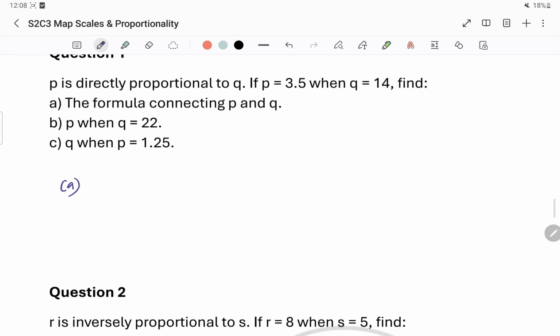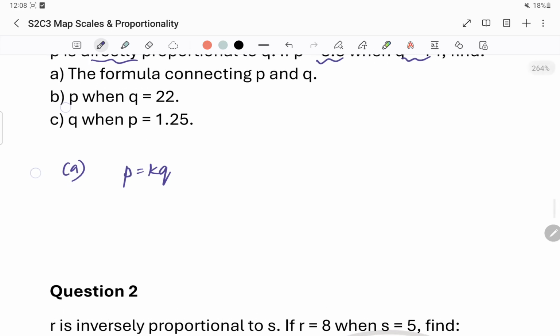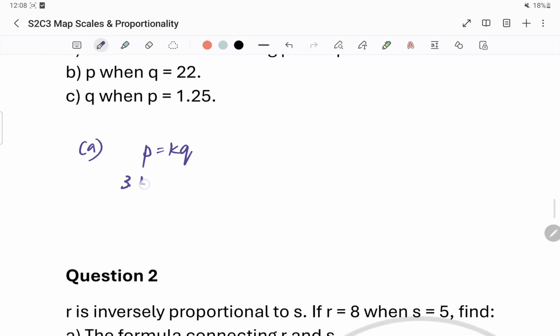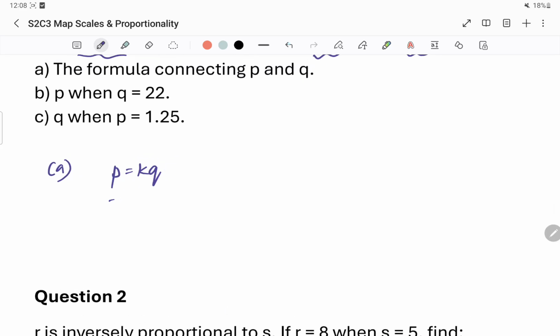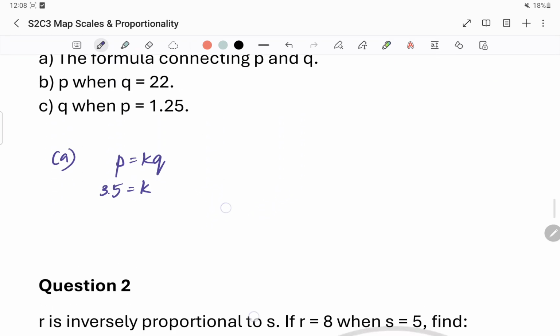So to form the formula for P and Q is just the first step and the second step. The first step is, because they say that it's directly proportional, so P equals KQ. Right? To form the equation means that you need to sub in the value of P and Q to find out what is the value of the constant. So in this case, when P equals 3.5, Q equals 14. So when you make K the subject, you will need to do y over x, which is 3.5 divided by 14. Then that is where you get your value of k, which is your constant.